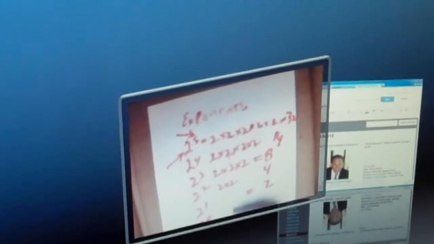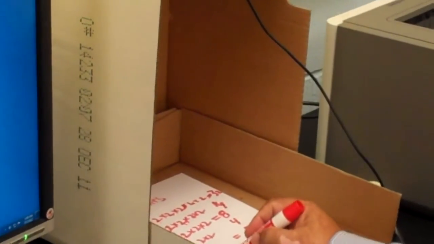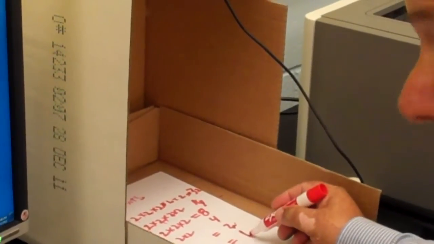2 to the 0 is going to be 2 divided by 2, right, going in half, which means 2 to the 0 equals 1. This works with any power, any base. To a 0 is equal to 1.